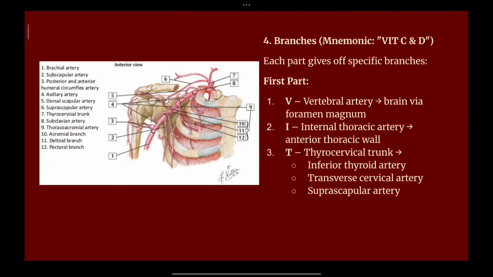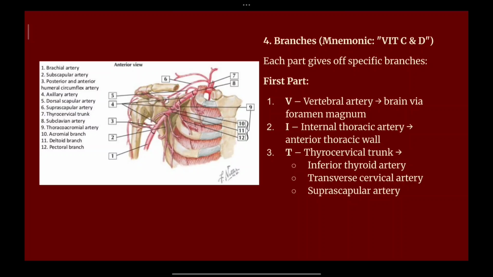This vertebral artery supplies the brain via the foramen magnum. The foramen magnum is an opening that allows the arteries to reach the brain, as well as the spinal cord that runs along the spine. The spinal cord that runs in the vertebral column is seen at the foramen magnum. At the same foramen magnum, it acts as an opening for the vertebral artery to enter and give the oxygenated blood supply. I is for internal thoracic artery.